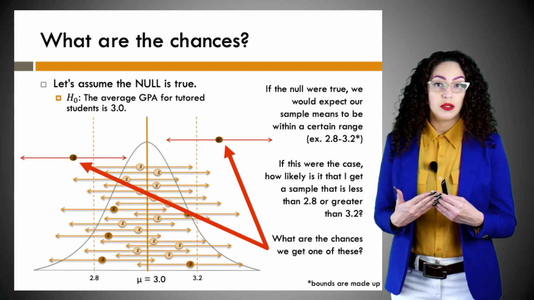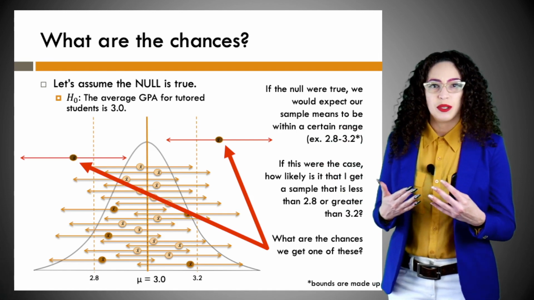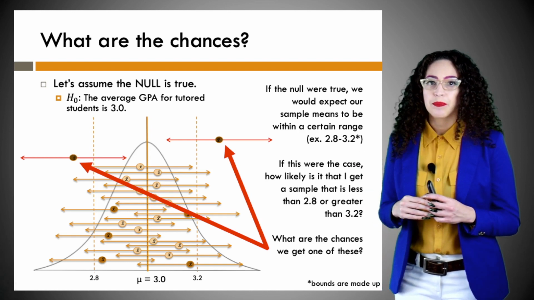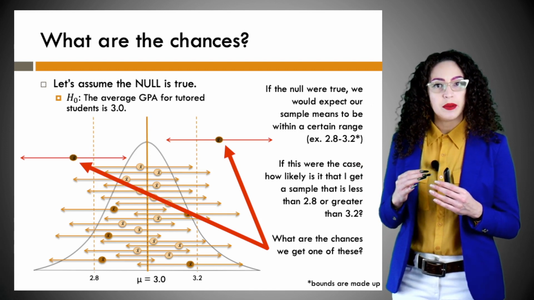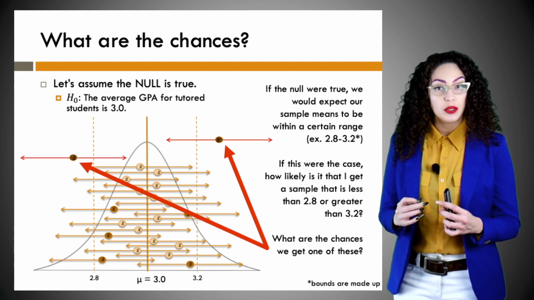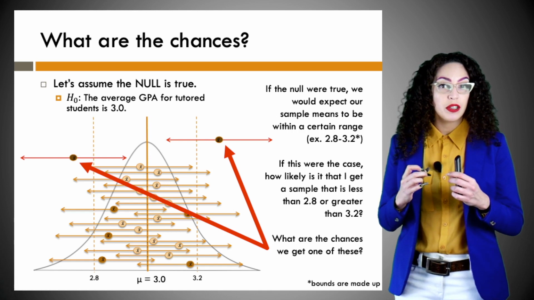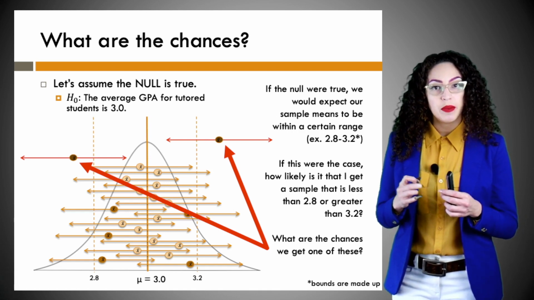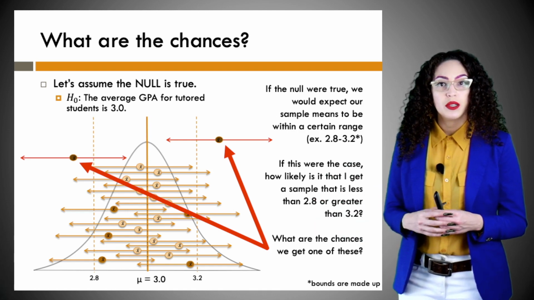If that null were true, we would expect sample means to be within a certain range, let's say 2.8 to 3.2. There are ways to calculate this, but I just made these up for the sake of the example. So if this were the case, how likely is it that I get a sample that is less than 2.8 or greater than 3.2? If we're testing at the 95% confidence level or significance level of 0.05, what is the probability that I see a sample mean that is 2.8 or less or greater than 3.2?